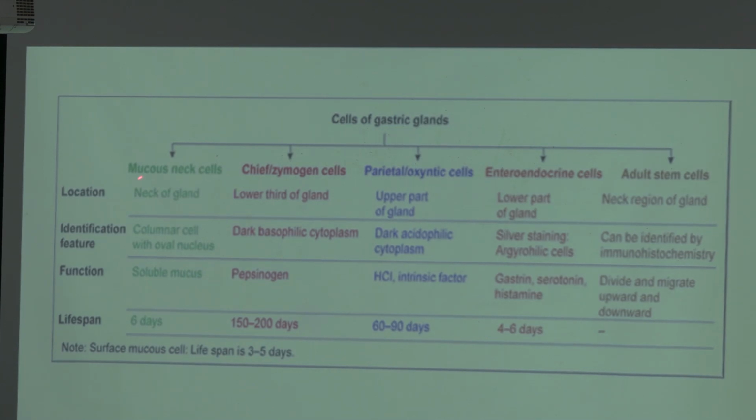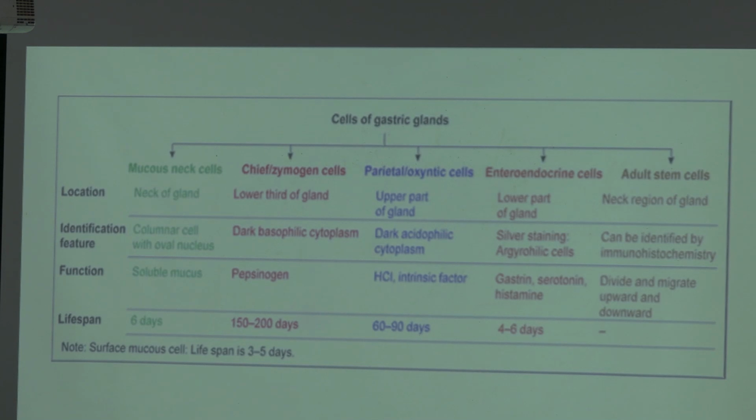As you can see the location, mucous neck cell means the neck of the gland. Now, see, two types of mucus secreting cells are present. First is the lining epithelium, and second is the mucous neck cell. Can anyone tell me what is the difference between these two? The first one is the lining epithelium, where the mucin is present. From that mucin, mucus is secreted, which is washed away during the processing.